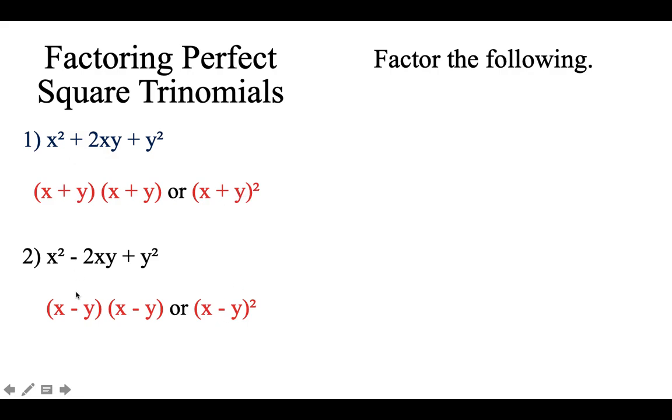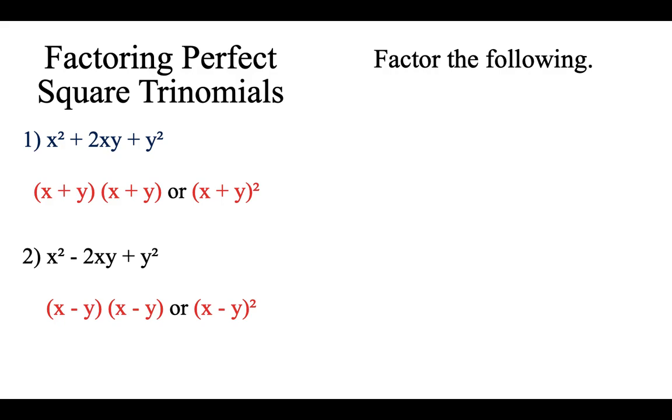Okay, so the only difference of these two is the middle term. This one has plus, this one has minus. If the given trinomial is a perfect square trinomial, the factor is so easy to get. You will just go to the first term. The factor of x squared is x times x. The factor of y squared is y times y, and you already have the factors.